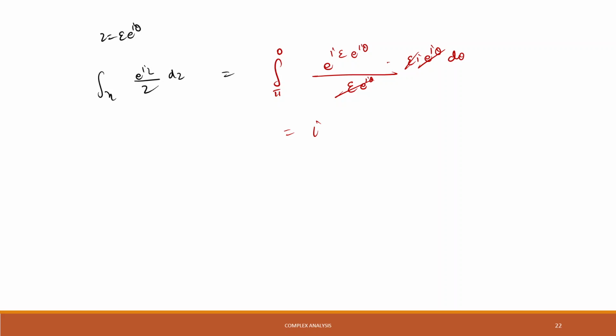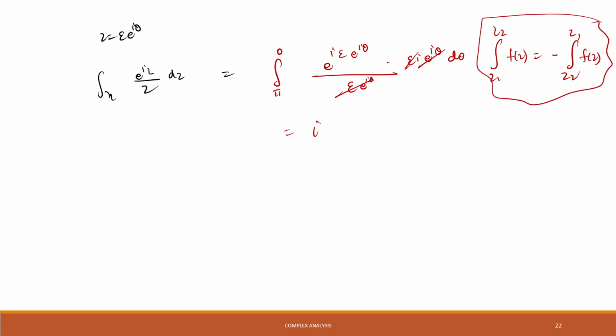In order to reverse this, we know that if the limit from z1 to z2 is like this, we can just reverse the limit. You know this property of definite integrals, we can write it as 0 to pi with a minus sign. Everything is cancelled. On applying the limit epsilon tends to 0, the only thing left is d theta. You will get minus iota pi.